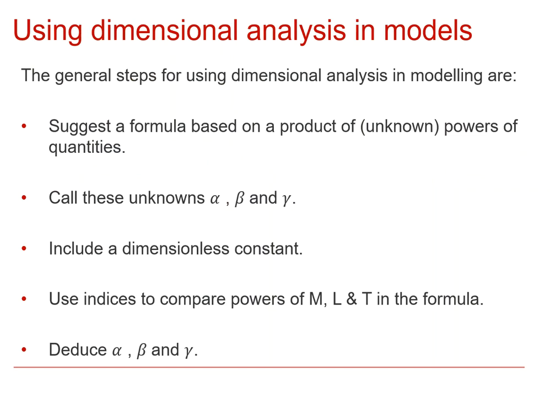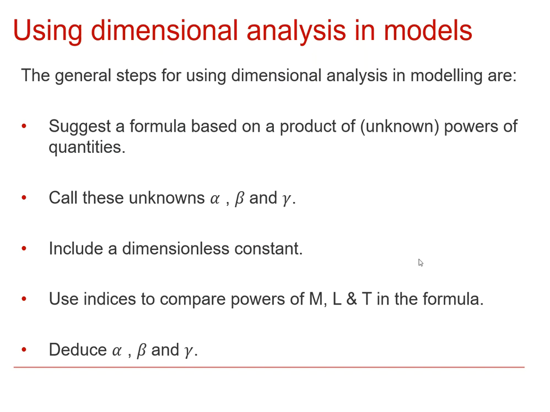Now in this video we're going to be looking at the use of dimensional analysis in models, and so the procedure we're going to be following is this. For whatever situation we want to analyze, we're going to suggest a formula that's based on the product of unknown powers of the quantities that we think the formula should depend on. So these powers, these indices that will apply to the different quantities, we'll call alpha, beta, gamma, and so on.